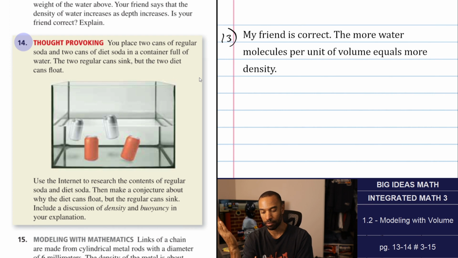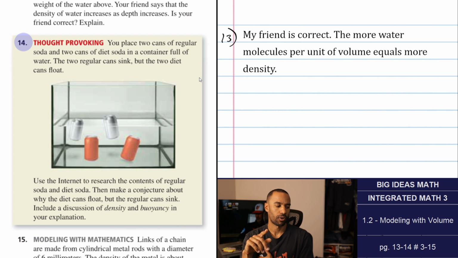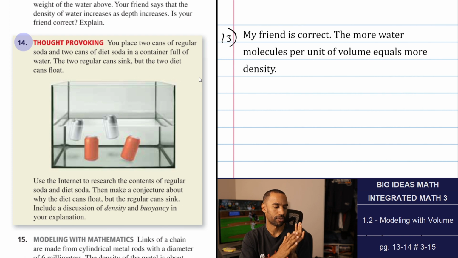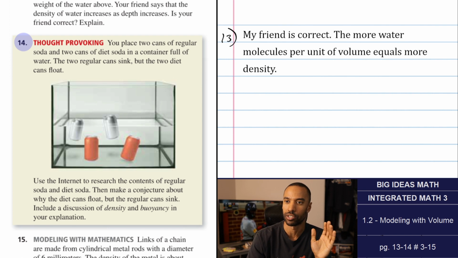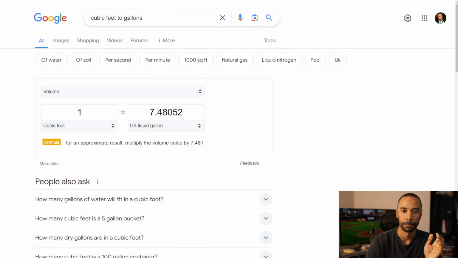My biggest thing I'm going to say here is items that are denser will sink. Items that are less dense will float. We know that water was 1 gram per cubic centimeter. So if the other ones are different, regular soda should have greater than 1 gram per cubic centimeter of density, and diet soda should have less than 1 gram per cubic centimeter of density. And buoyancy is based on that comparison, compared to water at least. So let's research that one. Give me a second here.